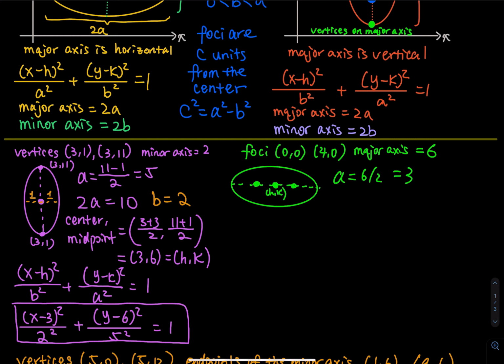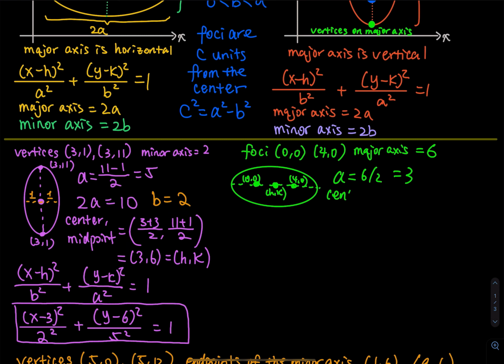And then what about the center? We have (0, 0) and we have (4, 0). Then what is the center? The foci are 4 units away from the center, right? Actually, you know what? It is not. The center is the midpoint. Let me say this again. The center is the midpoint of the 2 foci.